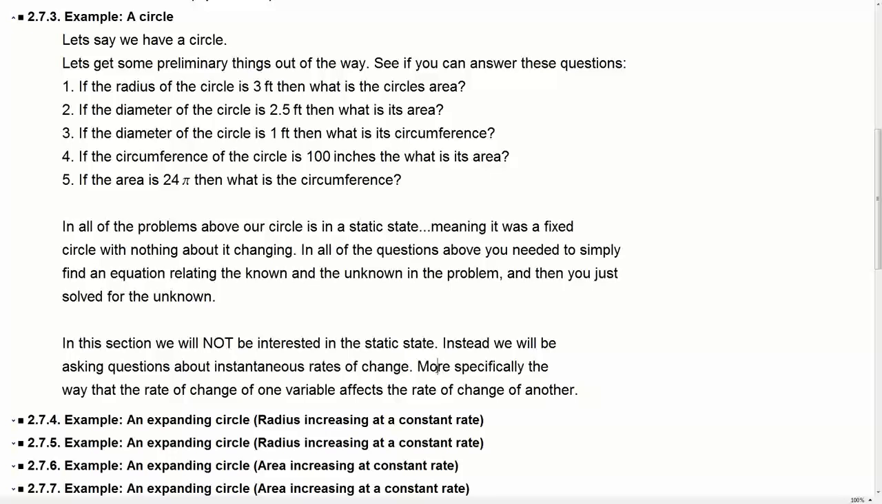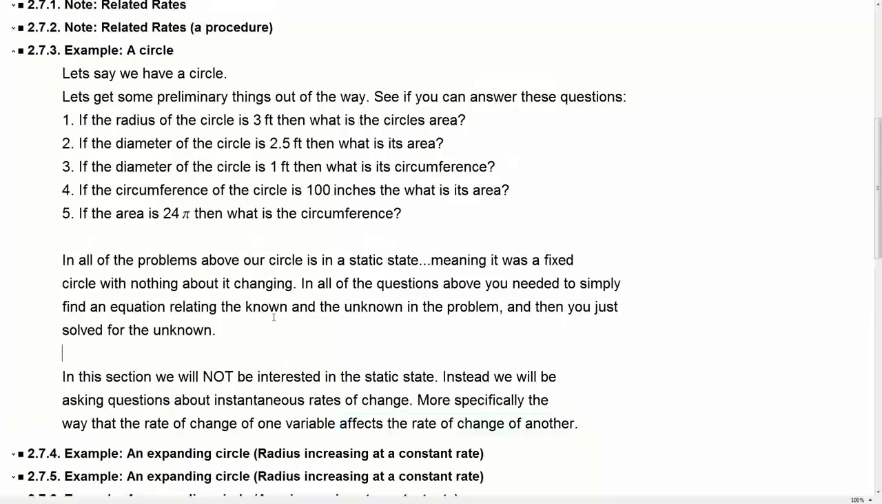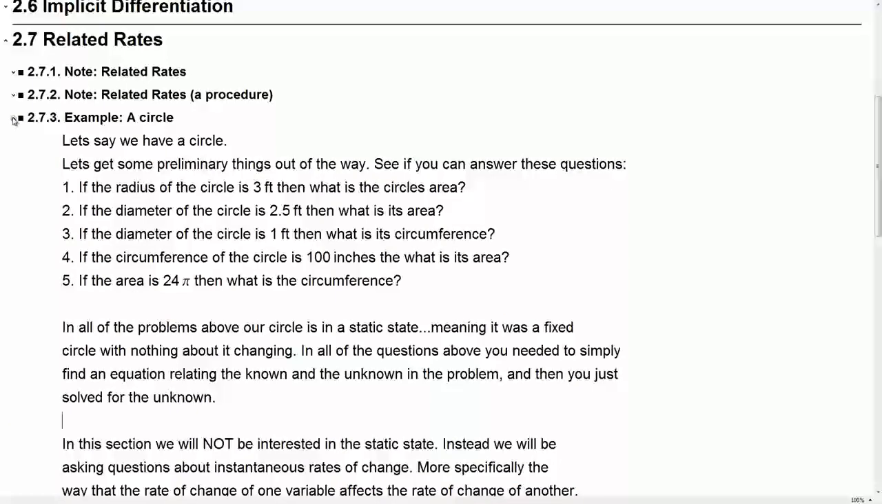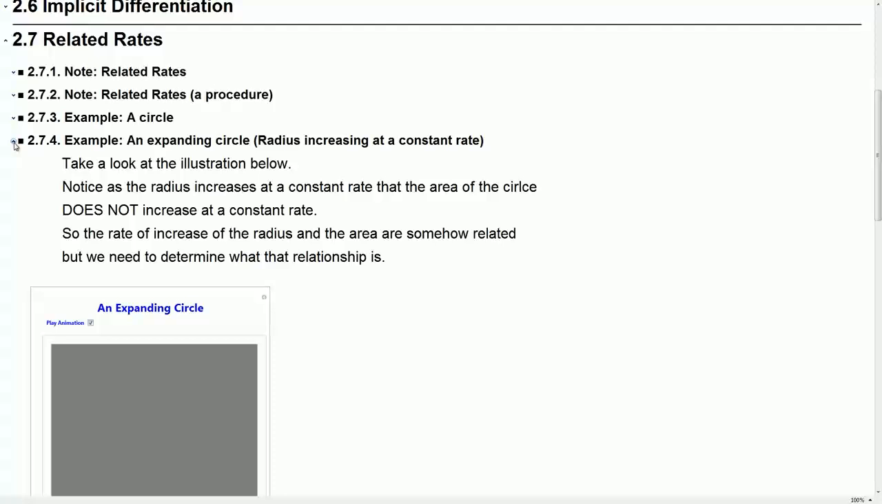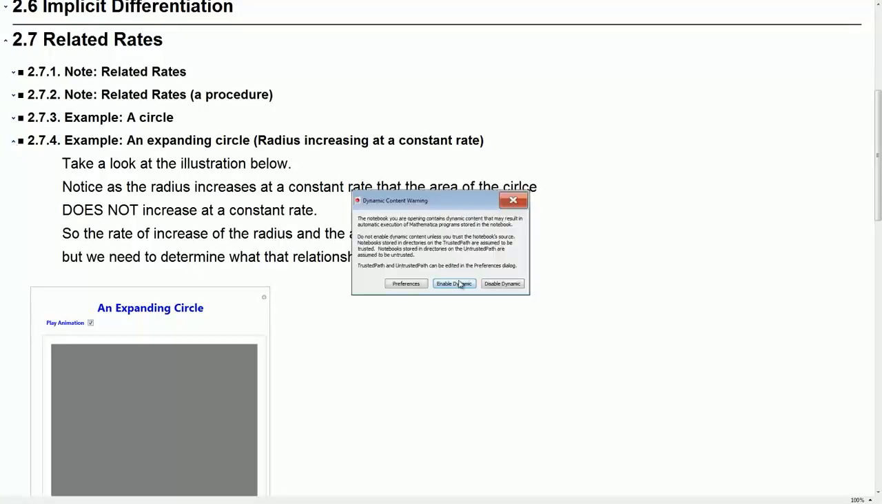So more specifically, we want to know the way that the rate of change of one variable of an equation affects the rate of change of another variable. Again, we're not going to work through any of these problems right now. We're just going to try and get the geometric idea of these things down. We've got quite a few examples here for us to look at. So let's take a look at the illustration below.